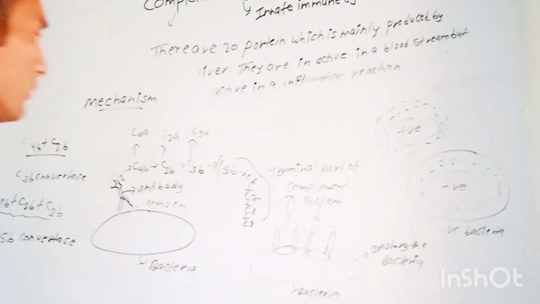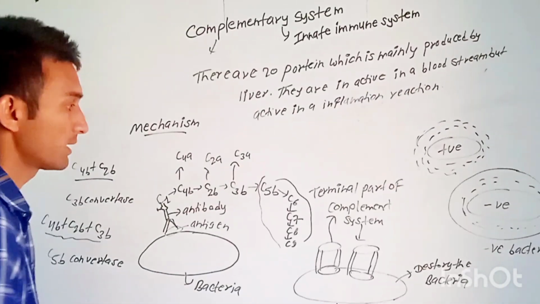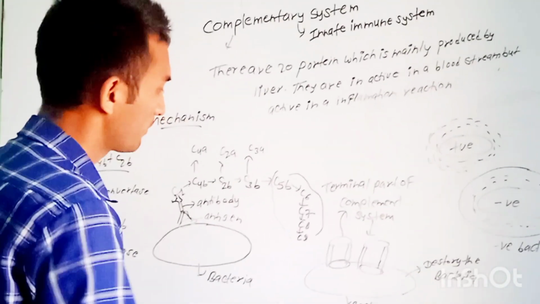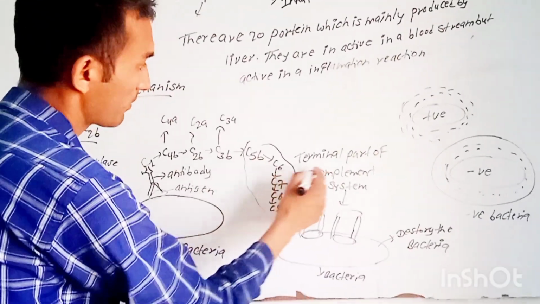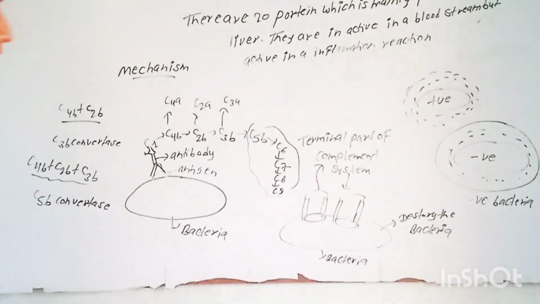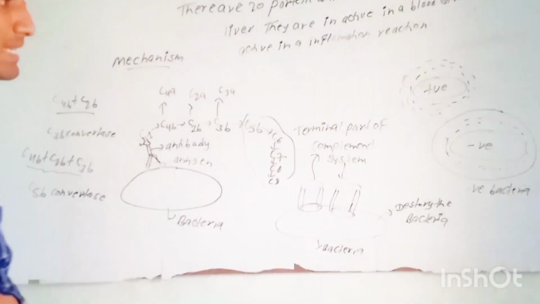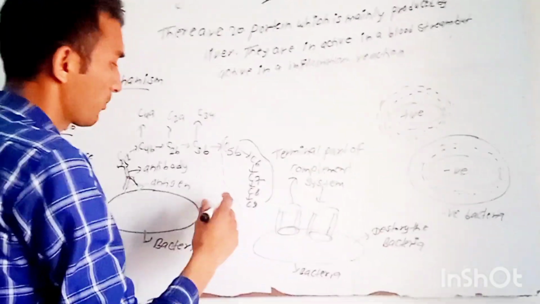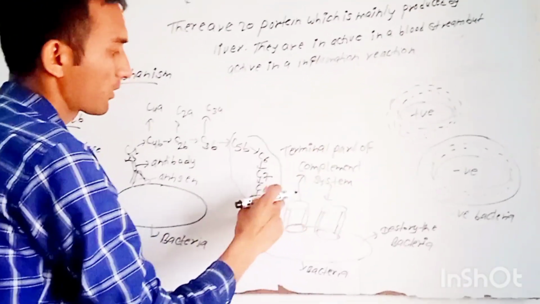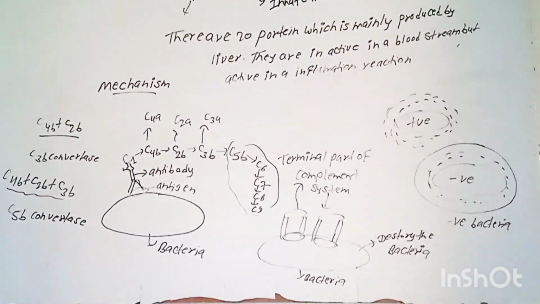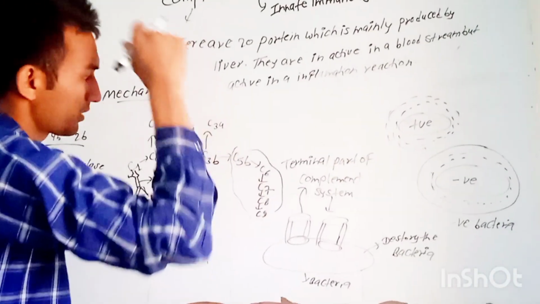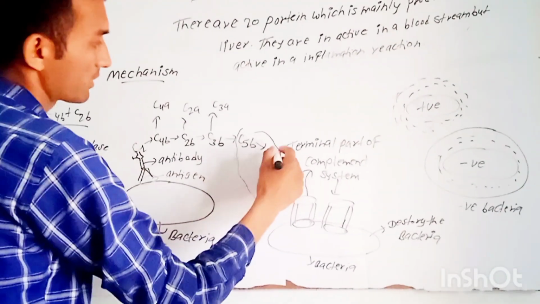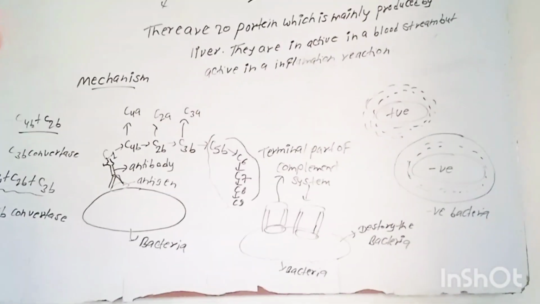A person who suffers from a liver disease will not produce a lot of complement protein. If people do not have the terminal part of the complement system, then that person will suffer from diseases like gonorrhea. The bacteria that mostly attack such a person are gonococcus and meningococcus, which are mainly sexually transmitted diseases, and attack a person who does not have the terminal part of the complement system.